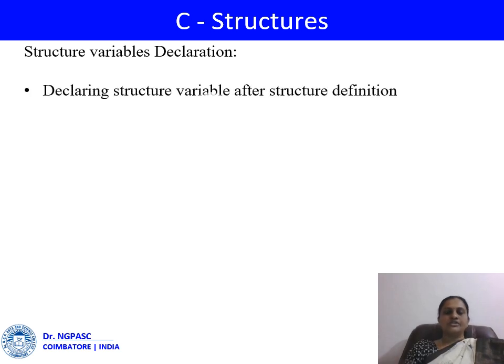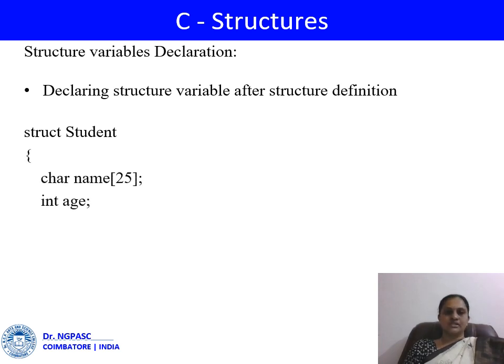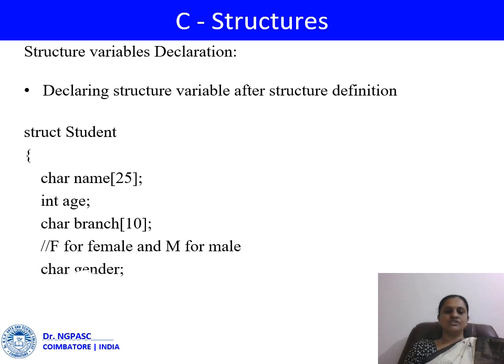And now we are going to see how a structure variable can be declared. The structure variable can be declared in two different ways. The first one we have already discussed in the previous example. This is the student structure, which consists of the name of the student, then age, then the branch to which he belongs, then the gender of the student.